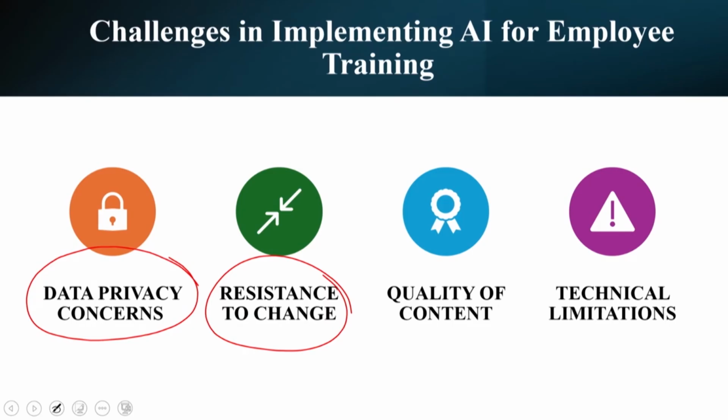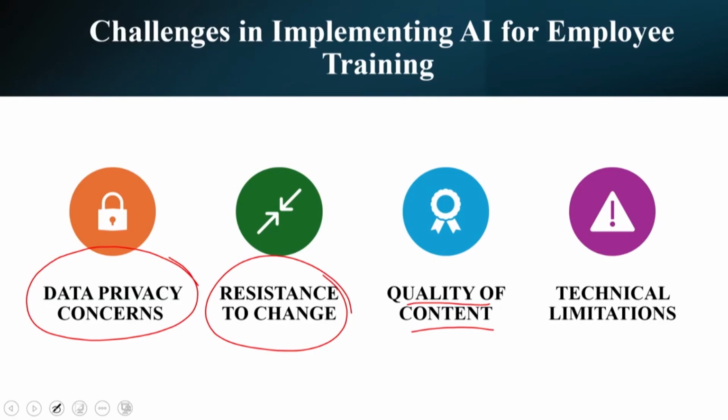Also, the quality of content, many a time we have seen it from different perspective, but when you look into the training angle, the effectiveness of AI-driven training depends on the quality of the content provided. So organizations must ensure that the materials used in training are relevant, accurate, and engaging. So when you look into challenges, the quality of content is important.